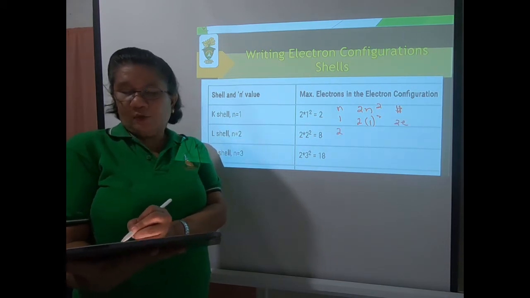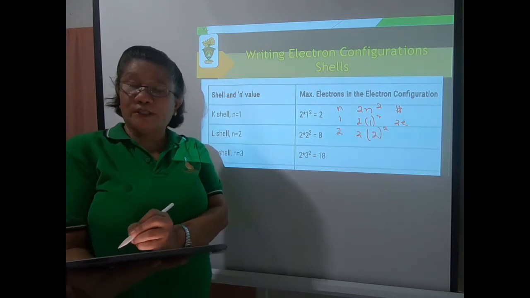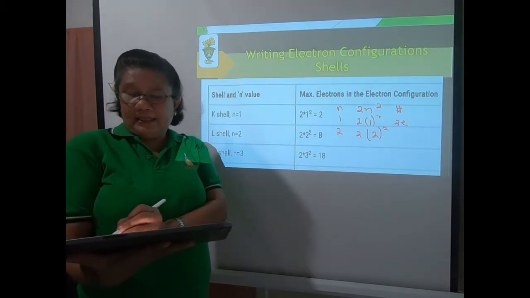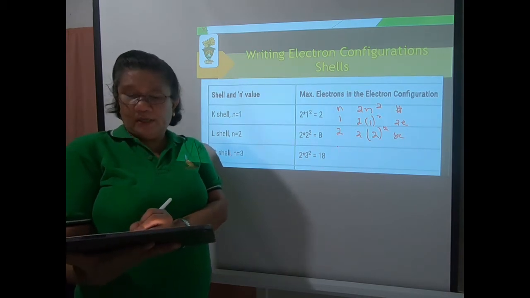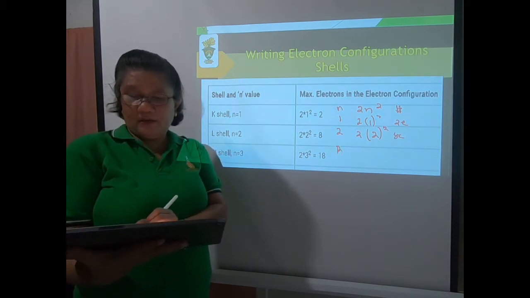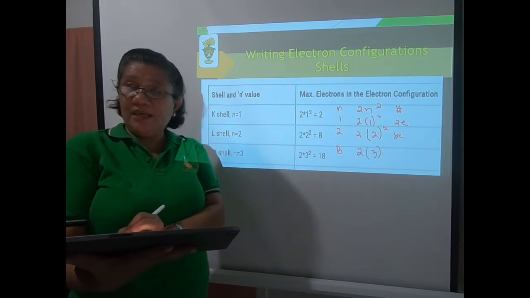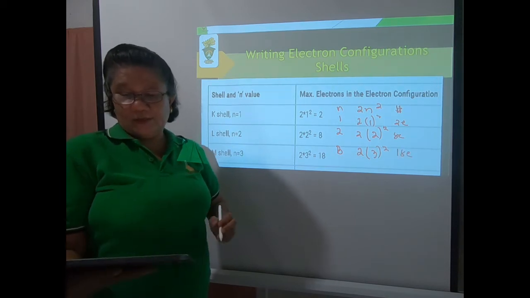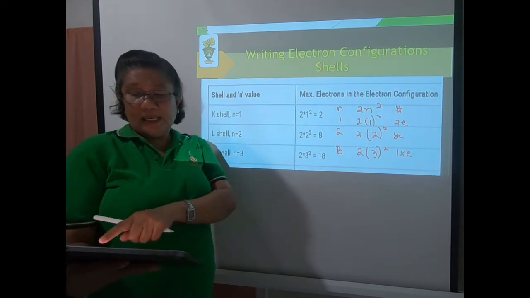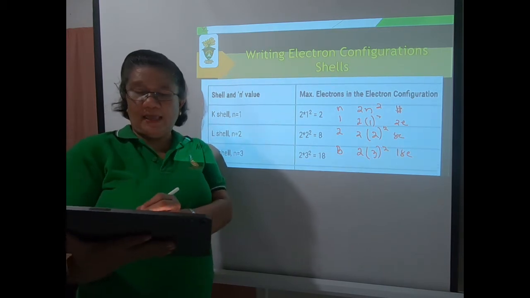For n is equal to 2, that is 2 times 2 squared, 2 times 2 is 4, 4 times 2 is 8. There will be 8 electrons, and so on and so forth. For n is equal to 3, that is 2 times 3 squared, 3 times 3 is 9, 9 times 2 is 18 electrons. This is where we get the maximum number of electrons.